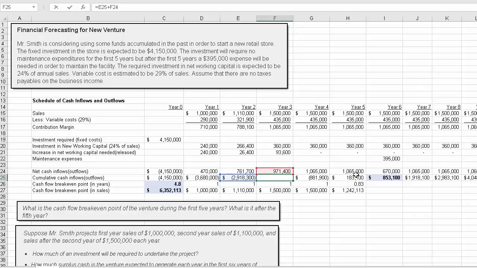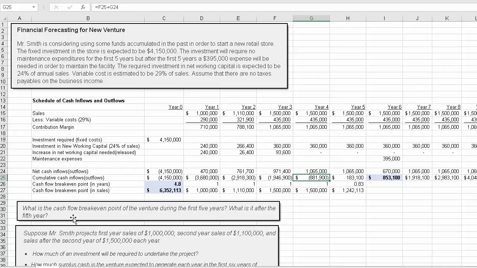So we keep going through with this same type of formula, right? And eventually we're going to go positive. Okay, so this question says, what's the cash flow break-even point of the venture during the first 5 years? And I think what they're trying to ask us is how long before we break even? And what we see is it occurs somewhere between year 4 and 5 on a cash basis.